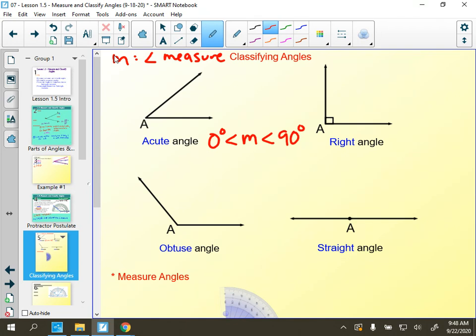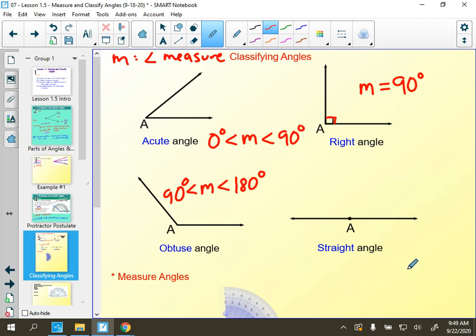For our right angle, you can see the symbol here that we'll use for a right angle. Our measure of our angle is exactly equal to 90 degrees. Very common angle we'll work with. We'll work with a lot of right angles this year. Obtuse angle, that puts us at a measure that is greater than 90, but there's still a restriction here, still less than 180 degrees. All right, it's not just infinitely beyond 90, it's less than 180.